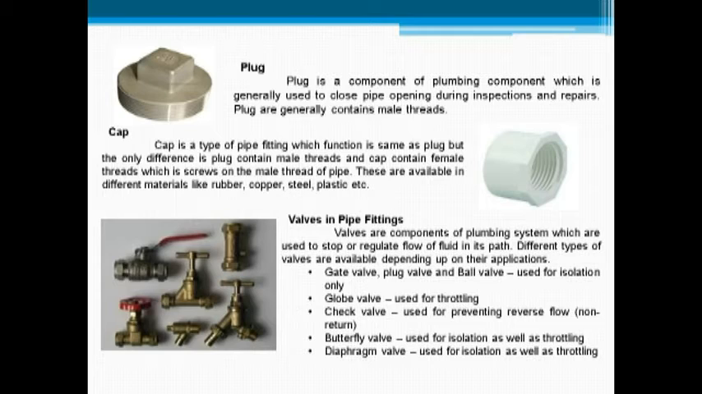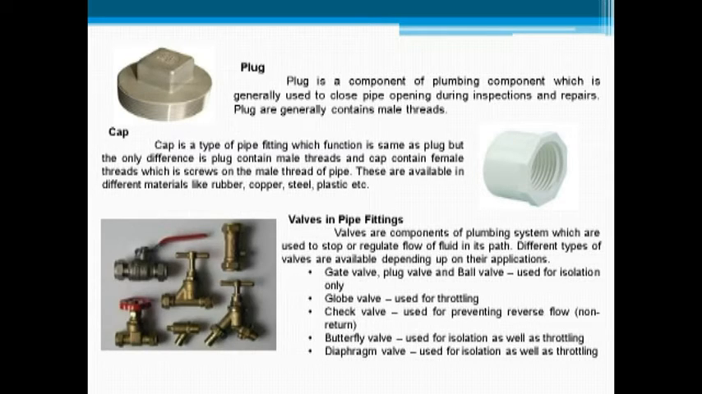Valves and pipe fittings. Valves are components of plumbing system which are used to stop or regulate flow of fluid in its path. Different types of valves are available depending on their applications. Some important types of valve and its application are listed below. Gate valve, plug valve, and ball valve used for isolation only. Globe valve used for throttling.